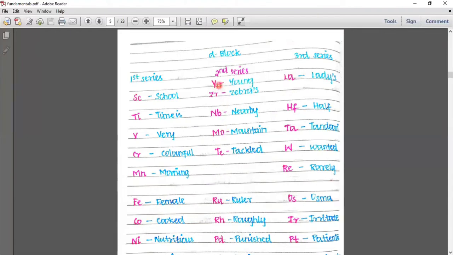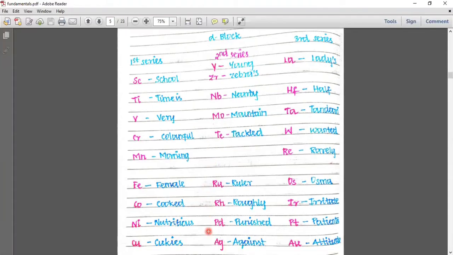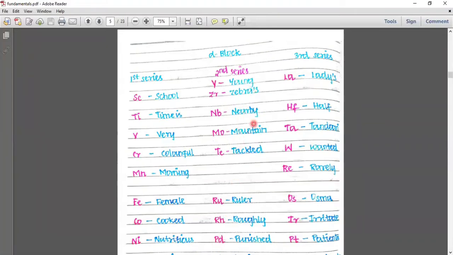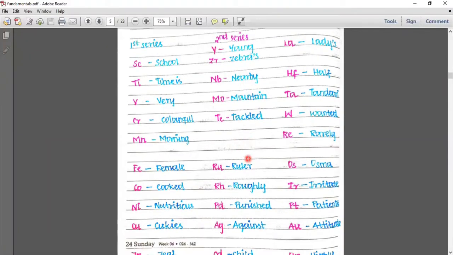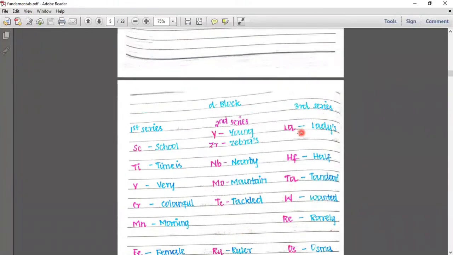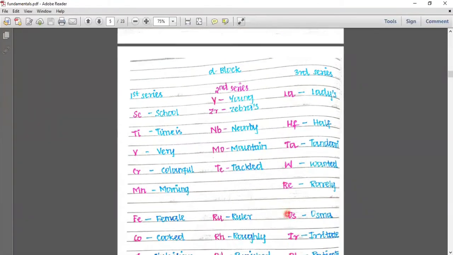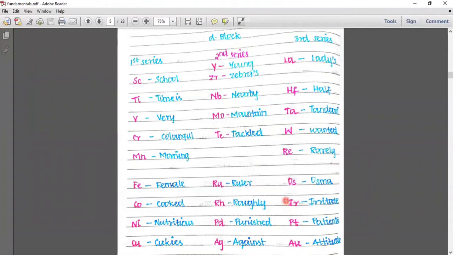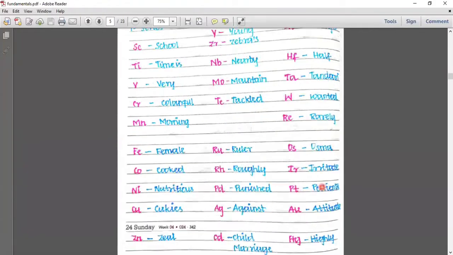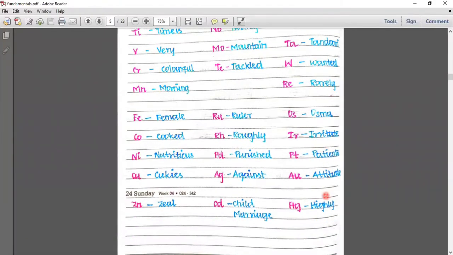Second transition series: yttrium, zirconium, niobium, molybdenum, technetium, ruthenium, rhodium, palladium, silver, and cadmium finally. "Young zebra nearby mountain tackled and rulers roughly punished against a child marriage." Next, third transition series: lanthanum, hafnium, tantalum, tungsten, rhenium, osmium, iridium, platinum, gold. "Ladies of tandoori wanted rarely. Asthma irritates patient's attitude highly."